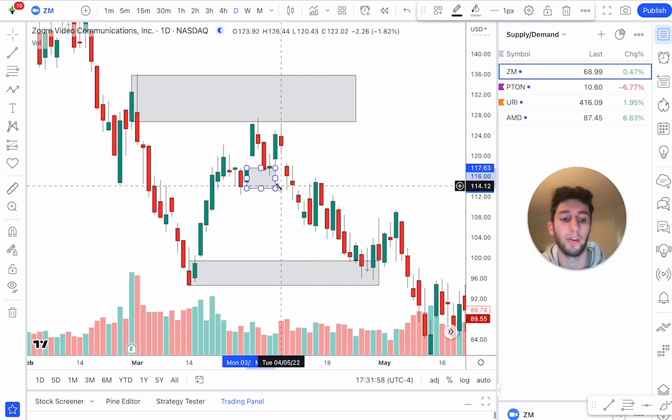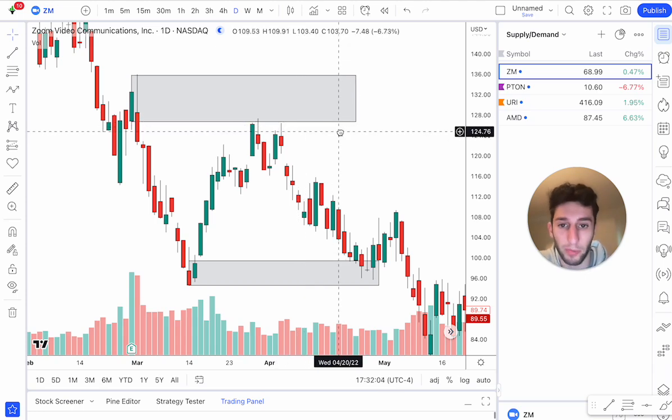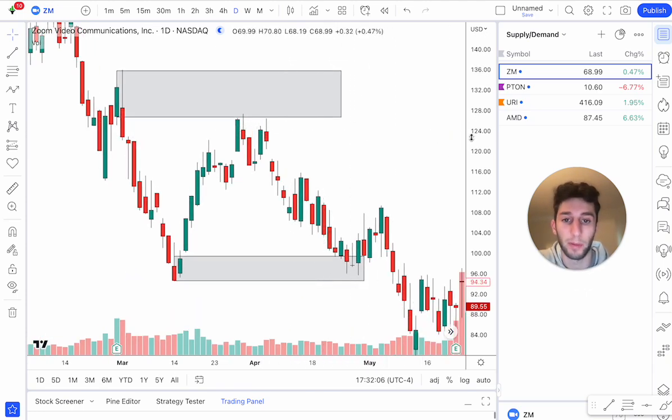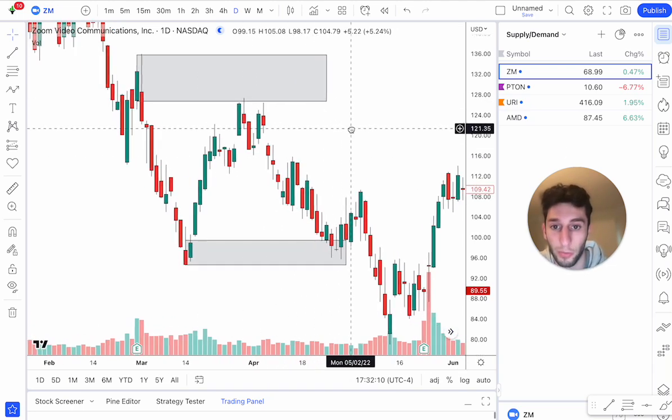There's lots of opportunity with supply and demand, even when you're not in the right trend. But if you're looking to increase your win rate, you're looking to take only A+ setups, high quality setups, you need to be going with the trend. You need to understand who's in control.